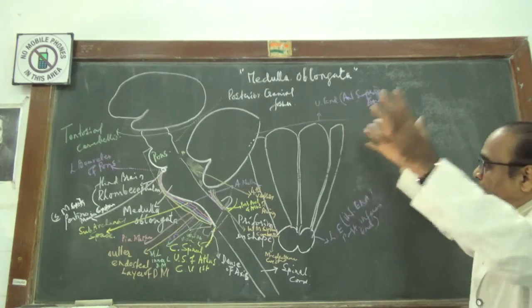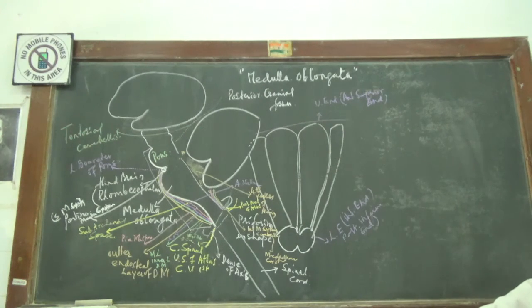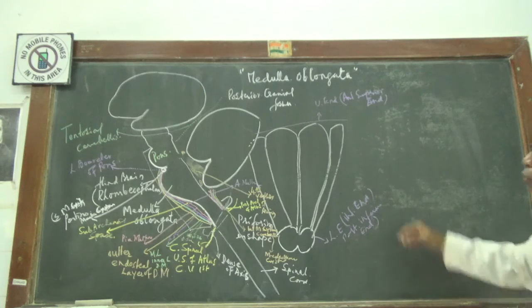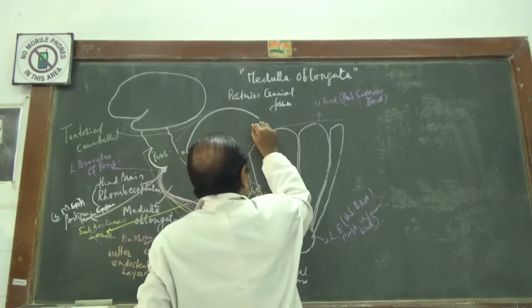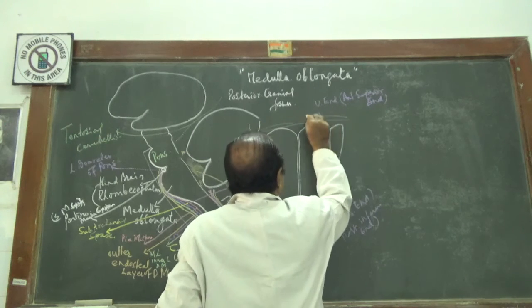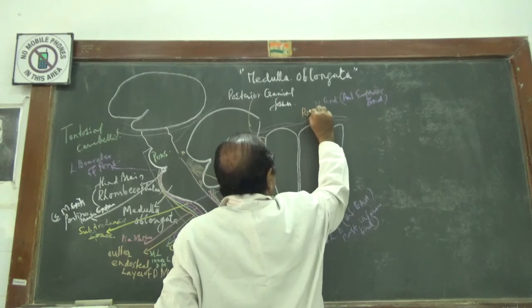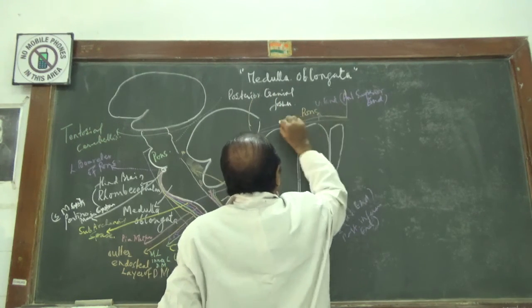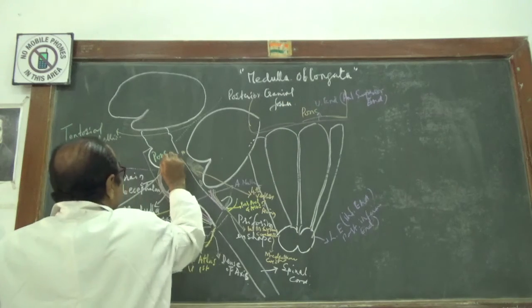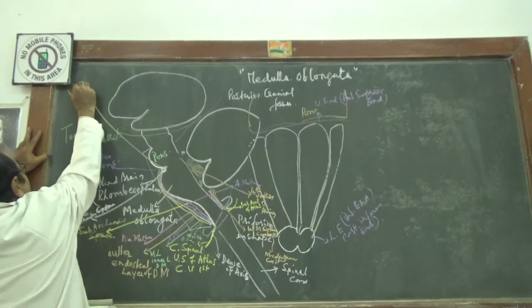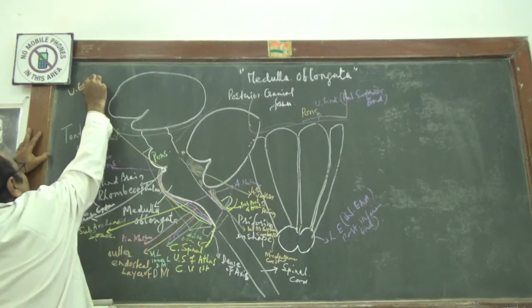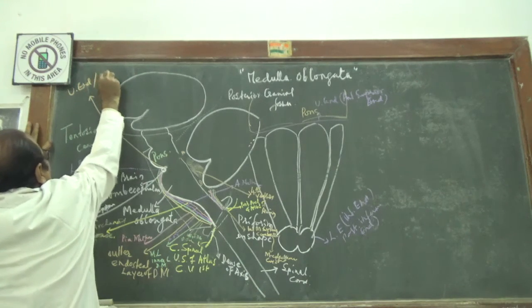Upper end will be much broader and wider, which will be related to the lower border of the pons. Lower border of the pons. This is the pons. So this is the upper end of medulla oblongata or anterosuperior end.